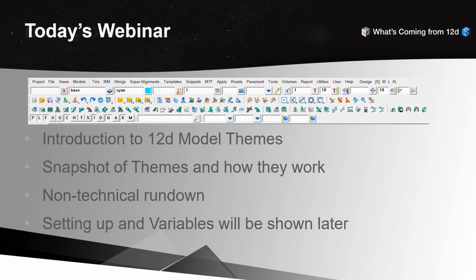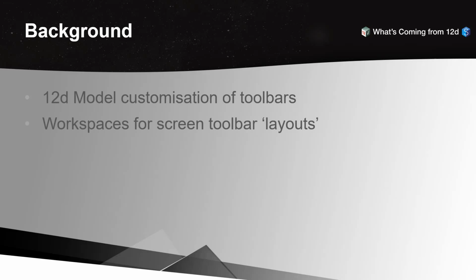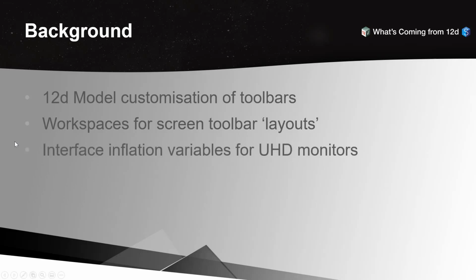Okay, let's get started. But first off, we're going to take you through a bit of a background of the development and the timelines that enabled themes to become a reality. First off, we had the 12D customization of Toolbars. That's been around for a long time inside 12D. Then after that, we brought in the development for Workspaces, so you could actually save a screen toolbar layout.